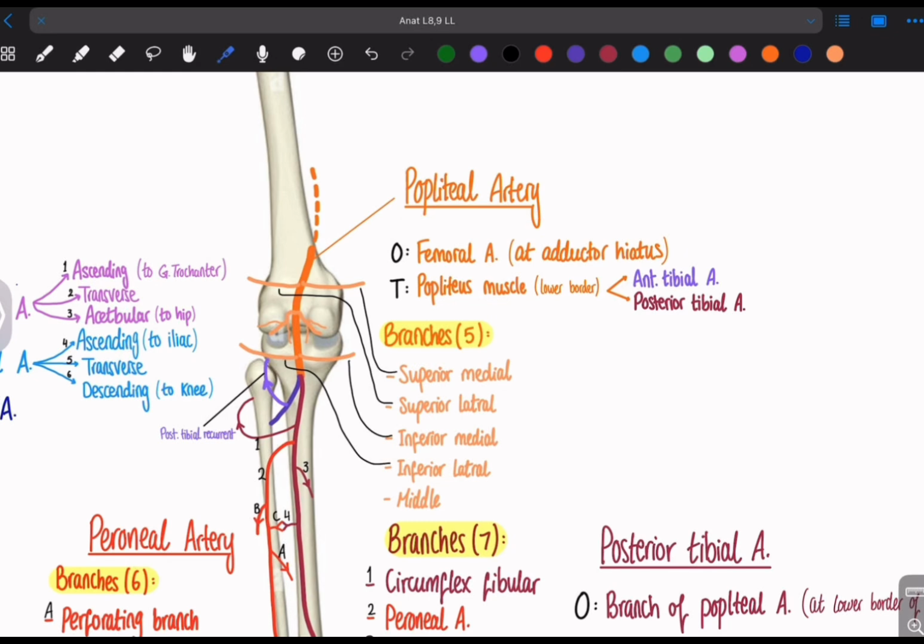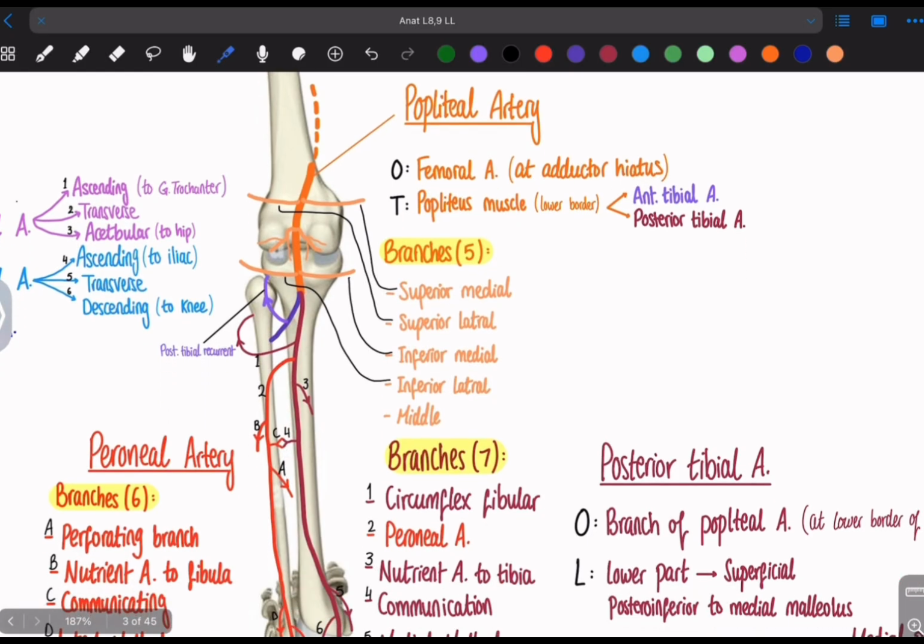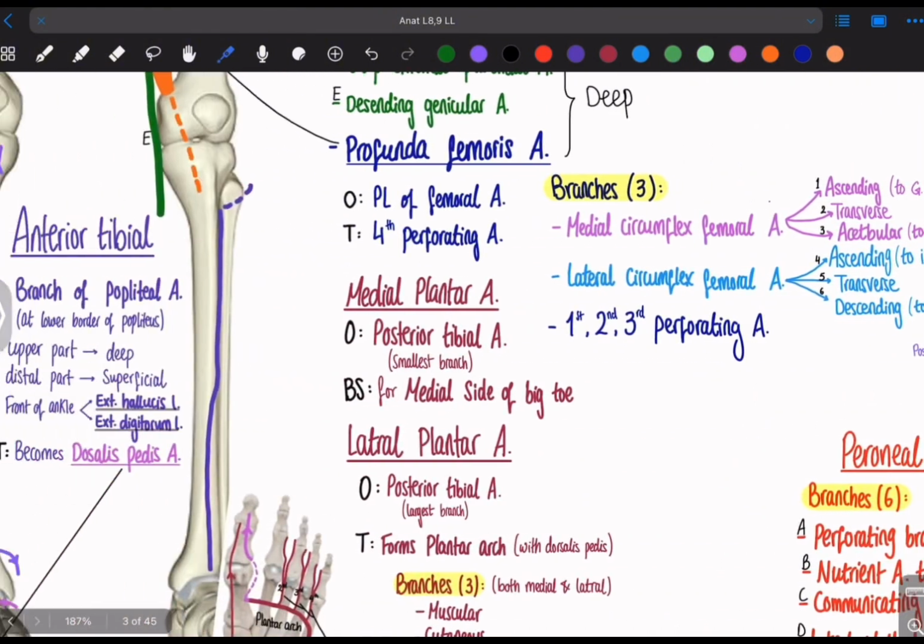Now we said we're going to continue down, because the termination of the popliteal artery is at the lower border of the popliteus muscle, and it's going to give us anterior tibial and posterior tibial. Right? So let's start with the anterior tibial. From its name, it's going to go anteriorly, right? So let's go back here and see it.